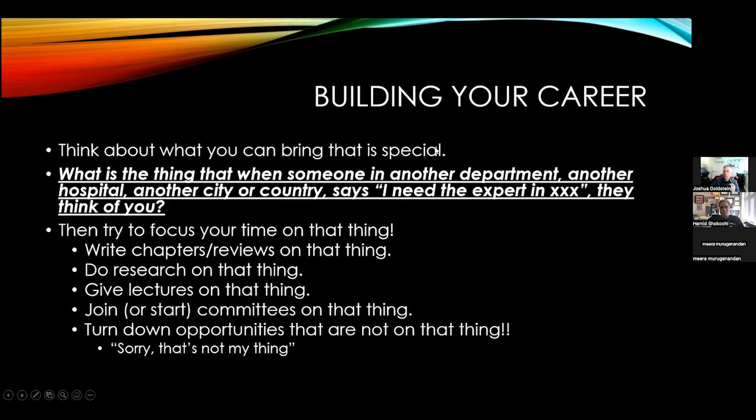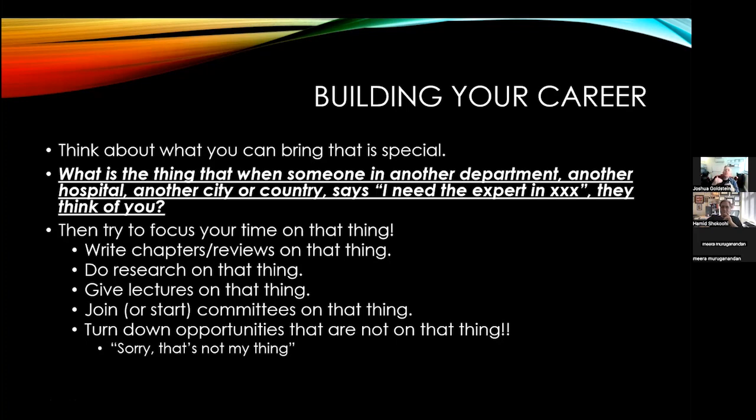So what can you bring that's special, right? What's the thing that when someone somewhere else says, I need the expert, they think of you, and then focus on that thing. You're writing chapters and reviews on that. You're doing research on that. You're giving lectures on that. Join or start committees on that. Turn down opportunities that are not that thing. You say, sorry, that's not my thing. I appreciate the invitation.